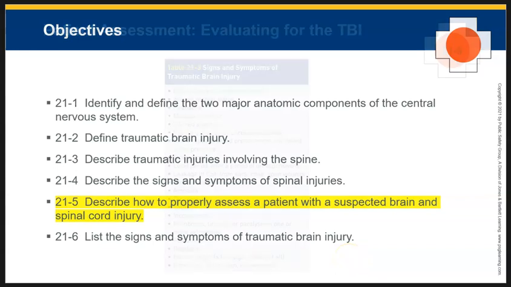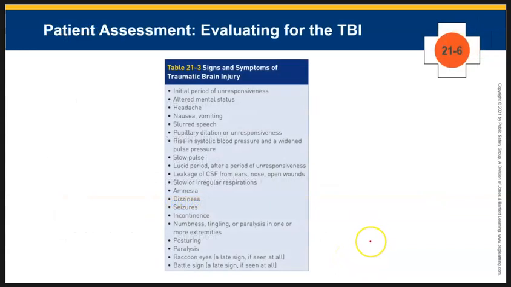Now, signs and symptoms of a traumatic brain injury may include an initial period of unresponsiveness or persisting altered mental status. It may be accompanied by headache, nausea, and vomiting, or pupillary dilation. More severe traumatic brain injuries may be accompanied by posturing or paralysis, or evidence of a skull fracture such as raccoon eyes or battle sign.